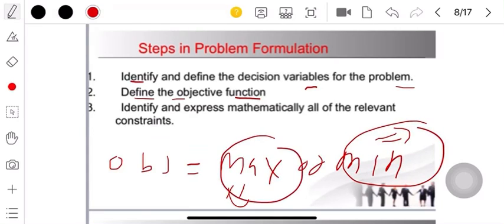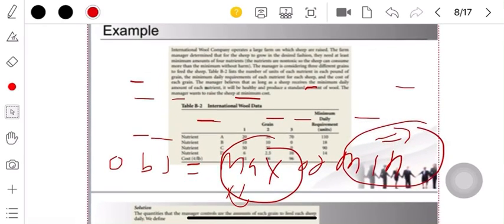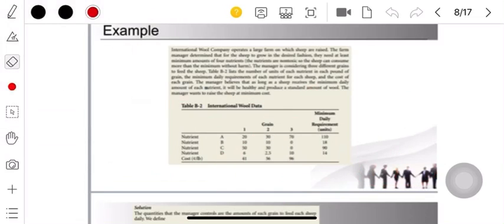After defining the objective function, identify and express mathematically the relevant constraints. So after problem formulation we have to take care of the constraints. Let me take an example, and with the help of this example I will be discussing.